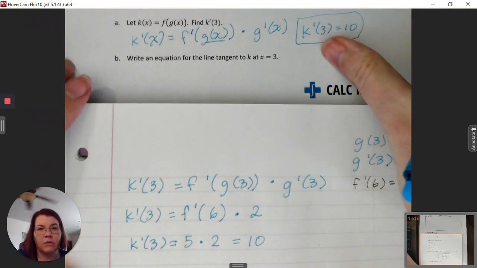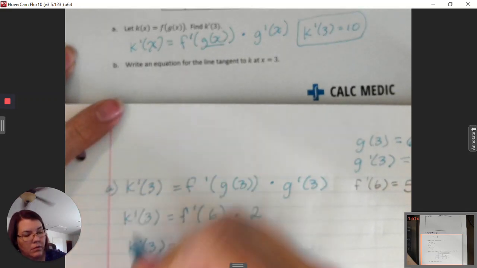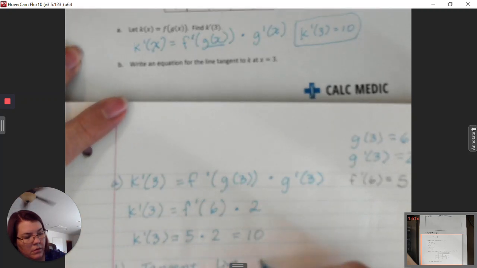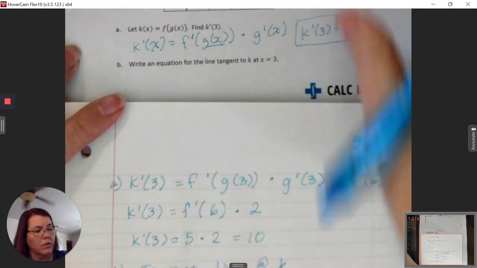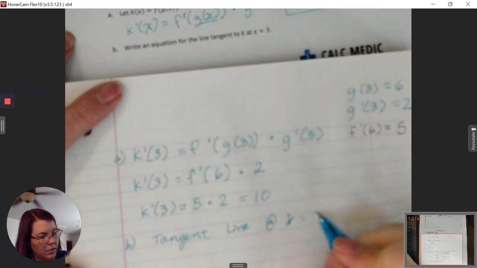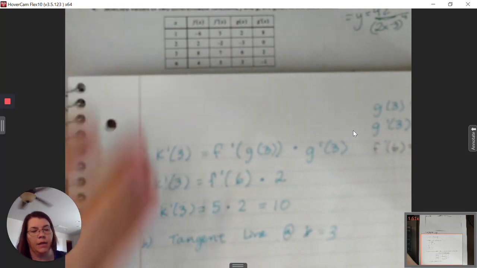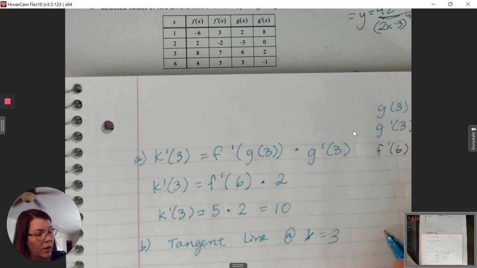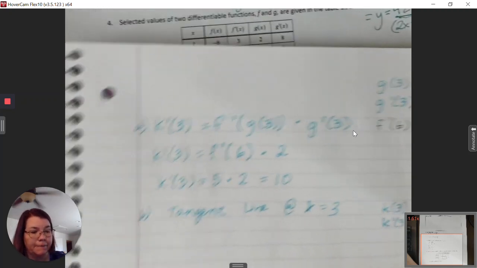Now, it asked me to write an equation for the tangent line to k at x equals 3. To write an equation of a tangent line, I need the slope and a point. So I'm going to need k of 3 and k prime of 3. k prime of 3 I already have. I found it in the previous problem. It's 10. k of 3 I need to find.